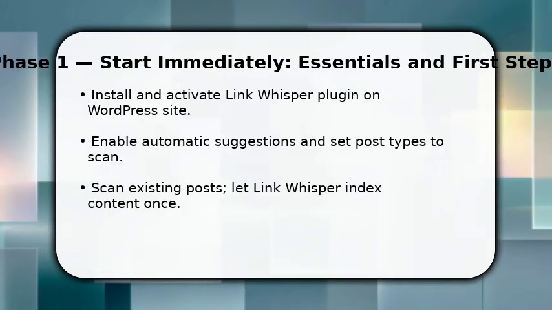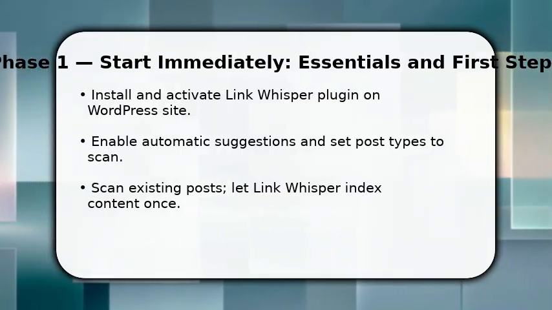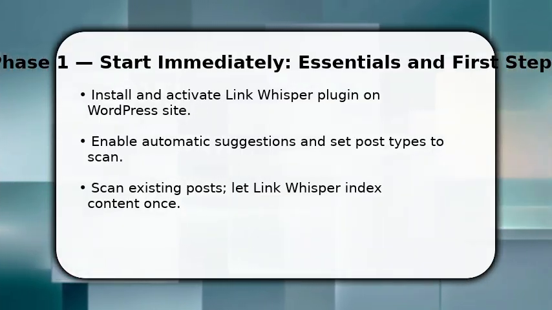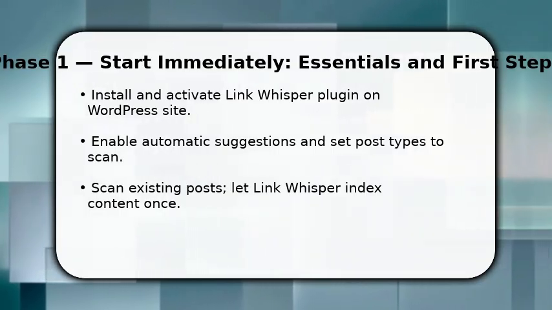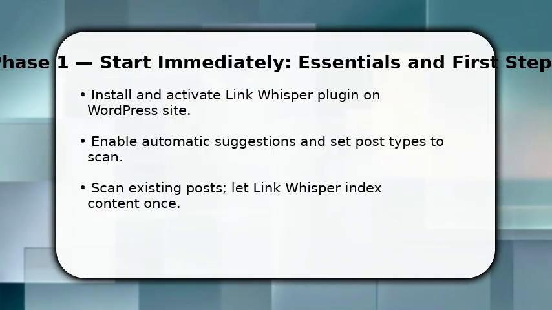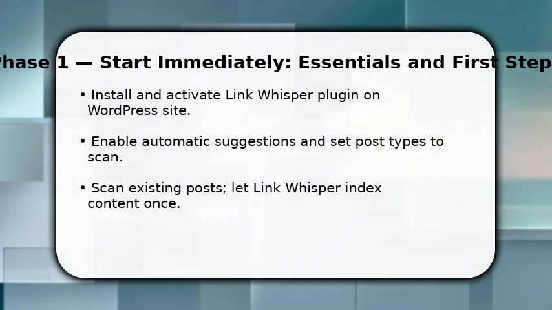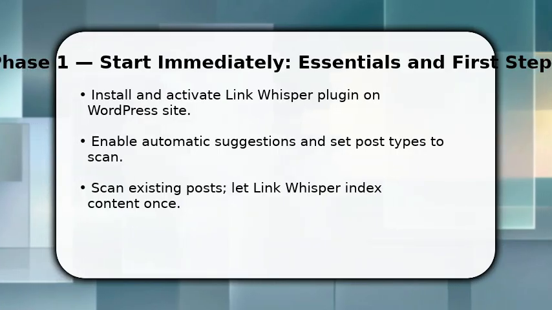You start by installing and activating Link Whisper on your WordPress site. Once done, enable automatic suggestions and choose which post types to scan so the plugin knows where to look. Run an initial site scan to build the index. This takes a few minutes, but is essential.